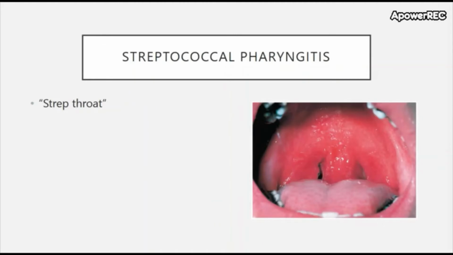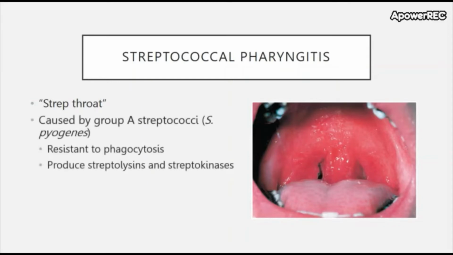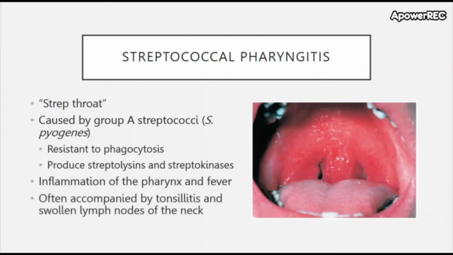So streptococcal pharyngitis, also known as strep throat. It's caused by group A Streptococci pyogenes, the only member of group A streptococci. They're resistant to phagocytosis and produce streptolysins and streptokinases. The inflammation of the pharynx and fever are present. It's often accompanied by tonsillitis and swollen lymph nodes of the neck. And it is typically treated with penicillin or a penicillin-like antibiotic.